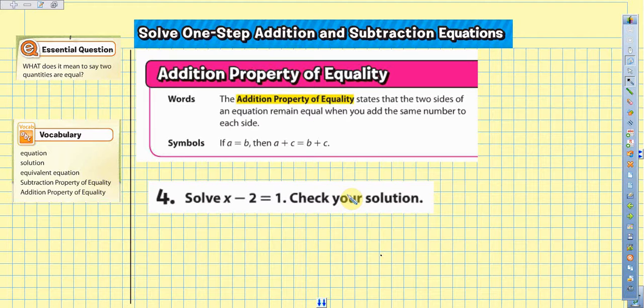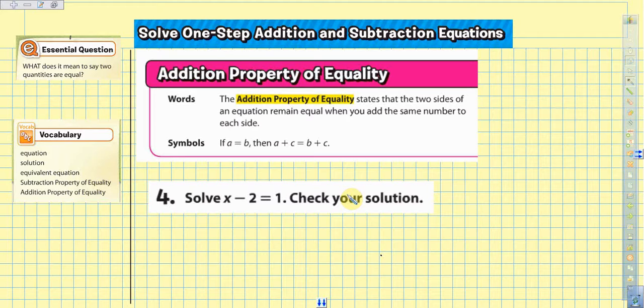Hey, welcome back. We're in the middle of our solve one-step addition and subtraction equations lessons. We are on example 4. So we have gone through the following. We talked about what an equation is, solution, equivalent equation. We used the subtraction property of equality.